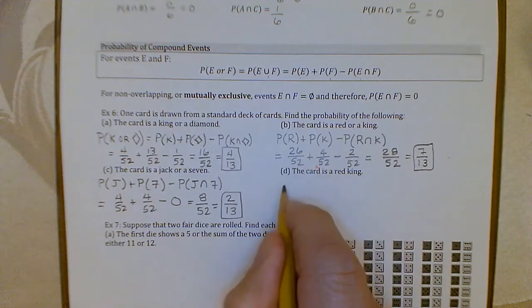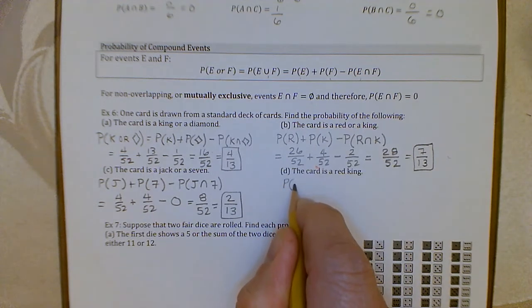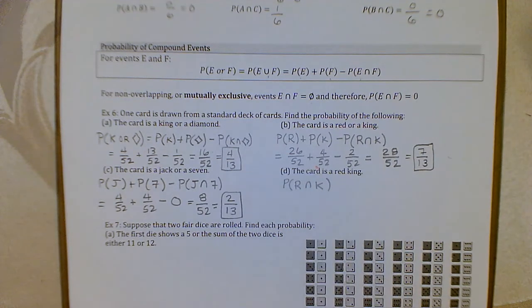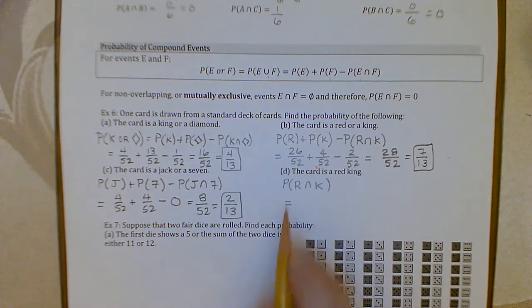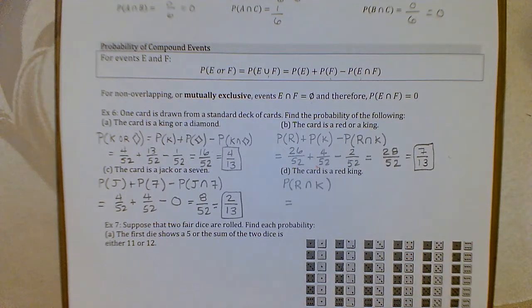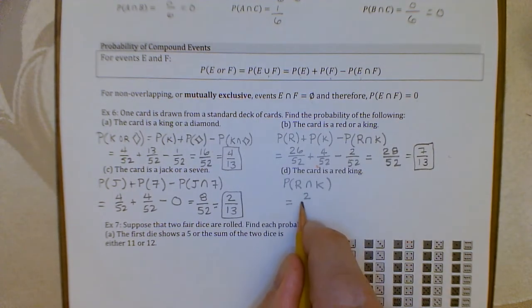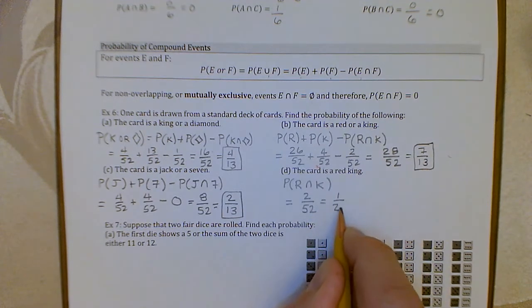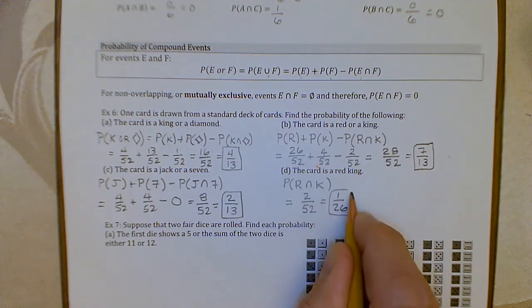All right, a card that is a red king. So it doesn't have it in there, but that's really the same as the probability that the card is a red intersection with a king. So both a red and a king. Well, in this case, we just think about how many cards that are. There's 4 kings, right? And how many of those are red? So that's just 2 out of 52. That reduces to 1 out of 26.